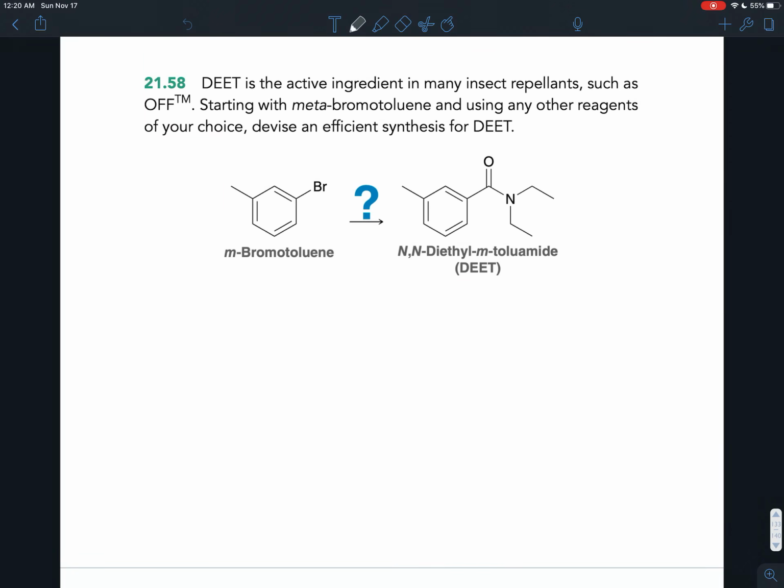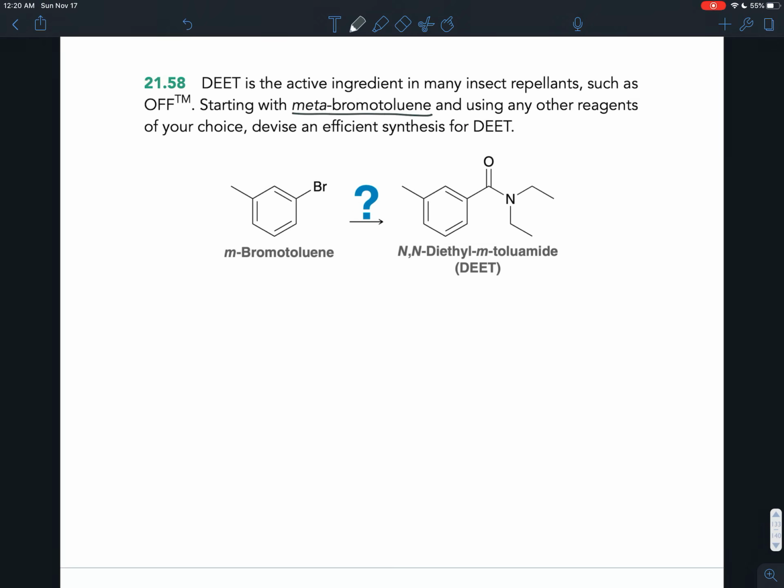Exercise 2158 is asking you to make DEET. DEET is the active ingredient in many insect repellents, such as OFF. Now they're saying if you start with metabromotoluene, which they give you here, and using any other reagents of your choice, how would you make DEET? And you can see what DEET looks like over here.